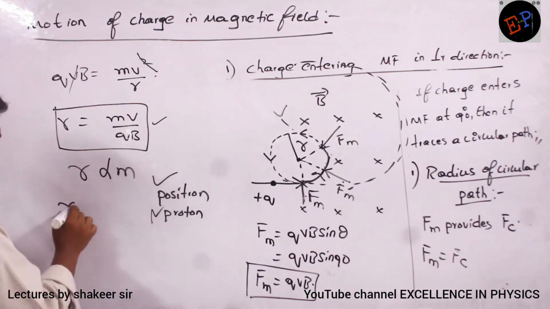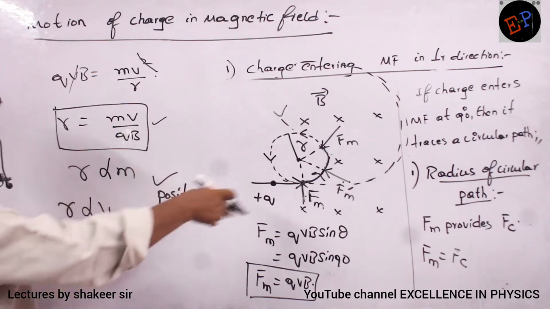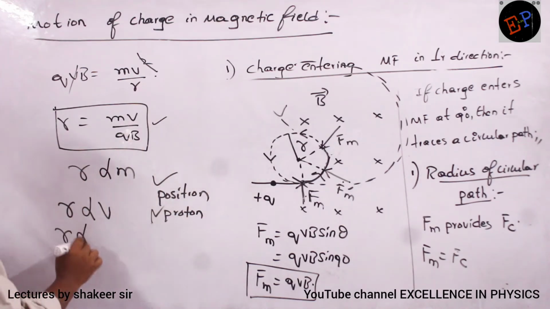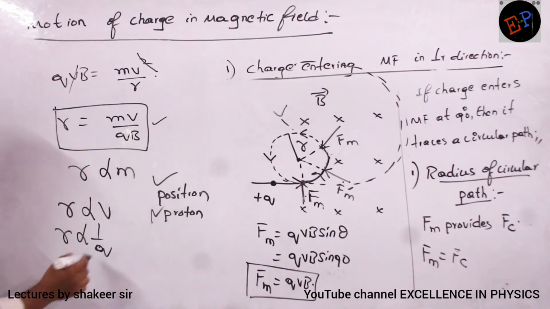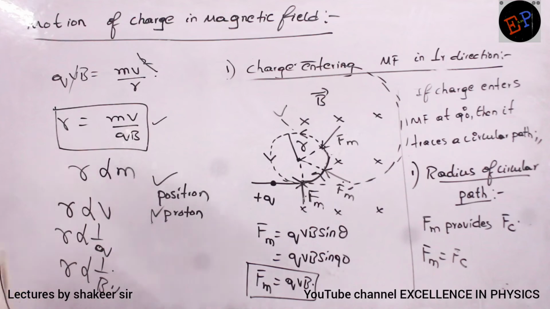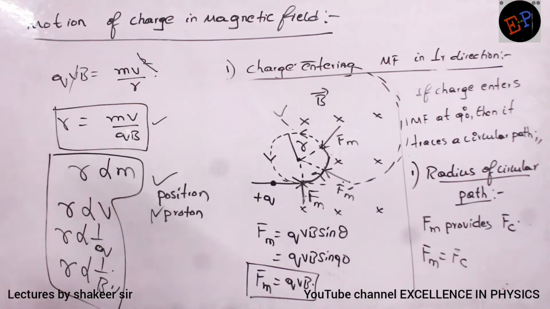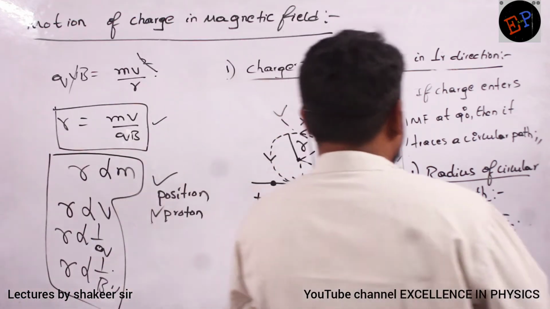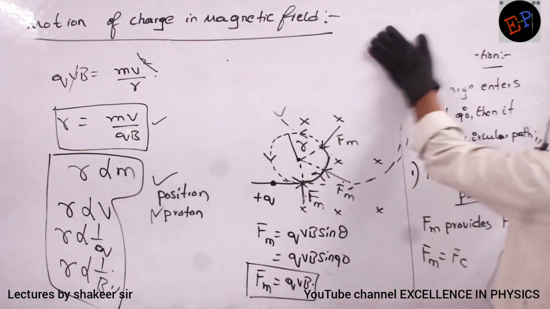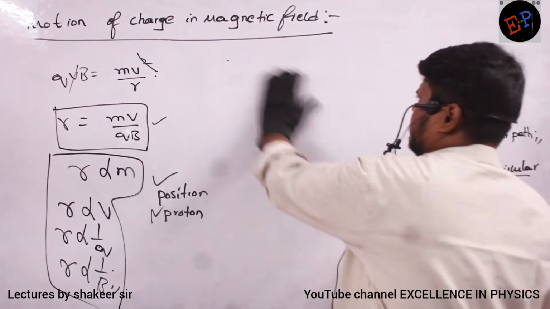Also radius is directly proportional to velocity. If a charge is moving very fast, it traces a bigger circle. Radius is inversely proportional to charge: charge increases, radius reduces. Radius is inversely proportional to the strength of the magnetic field: if the field is very strong, the radius will be very small. So questions can be asked on these observations also. That's it. Next application, the second application, is time taken, or I can say time period.